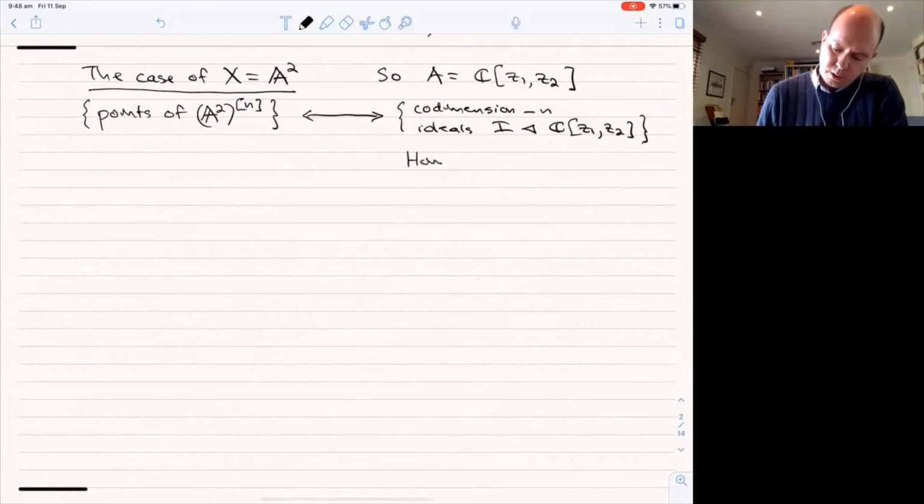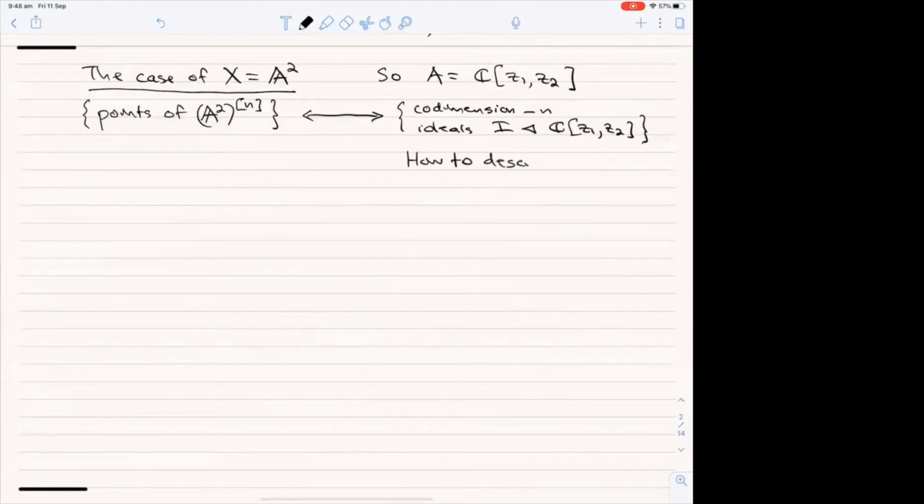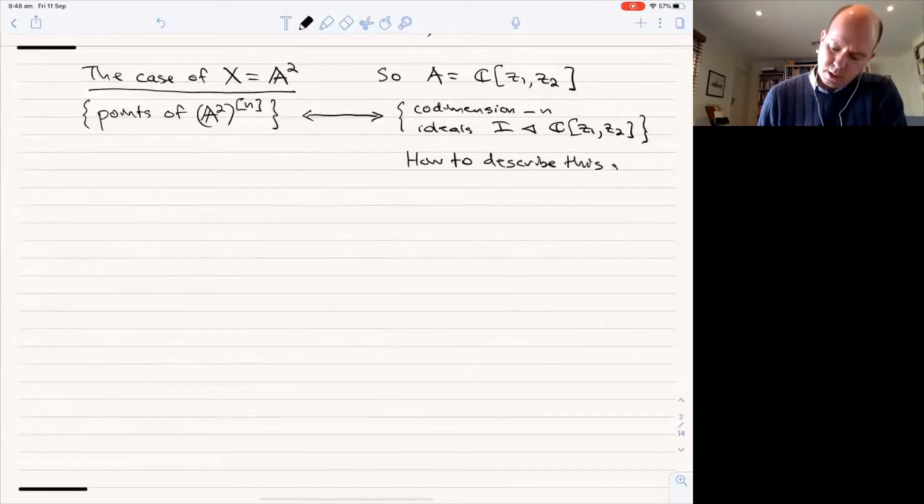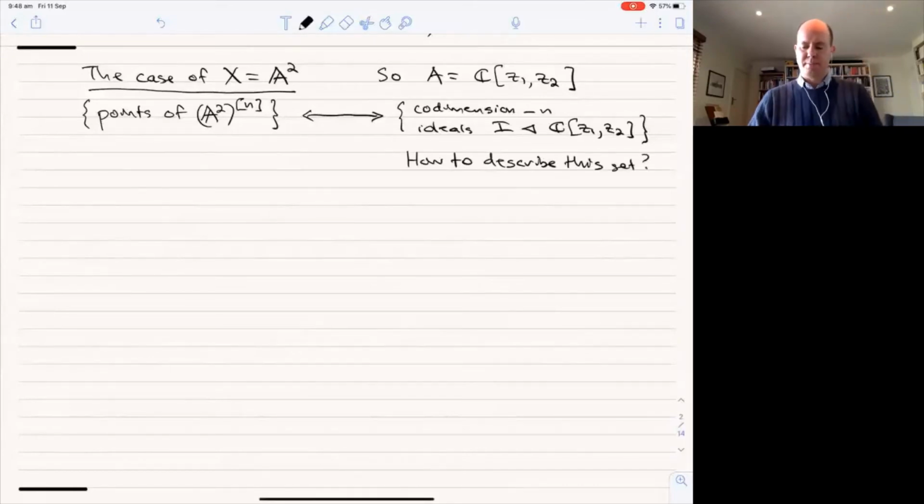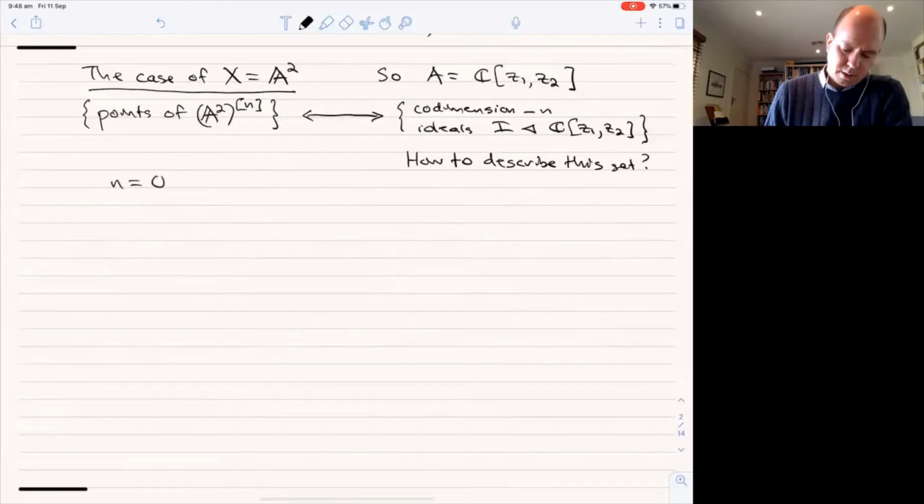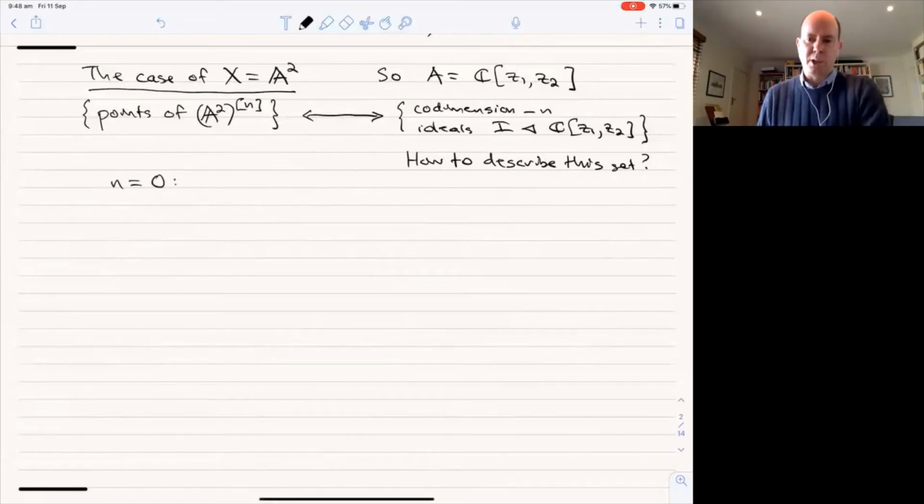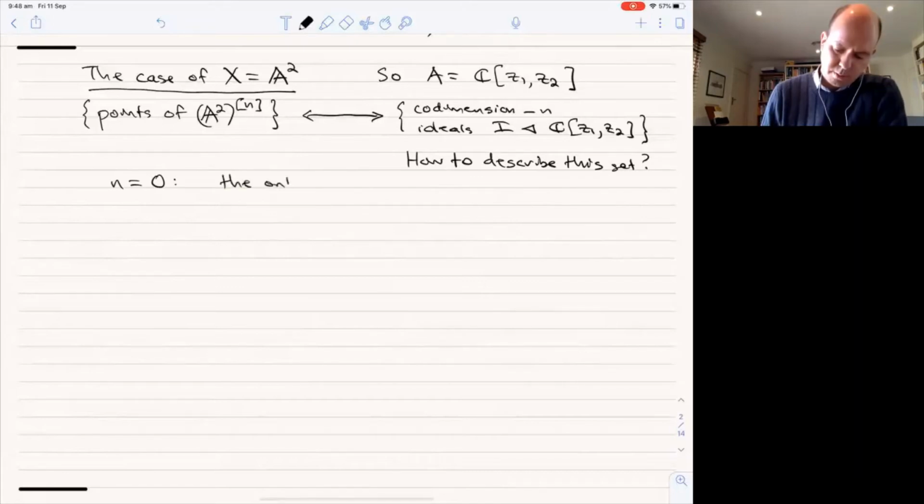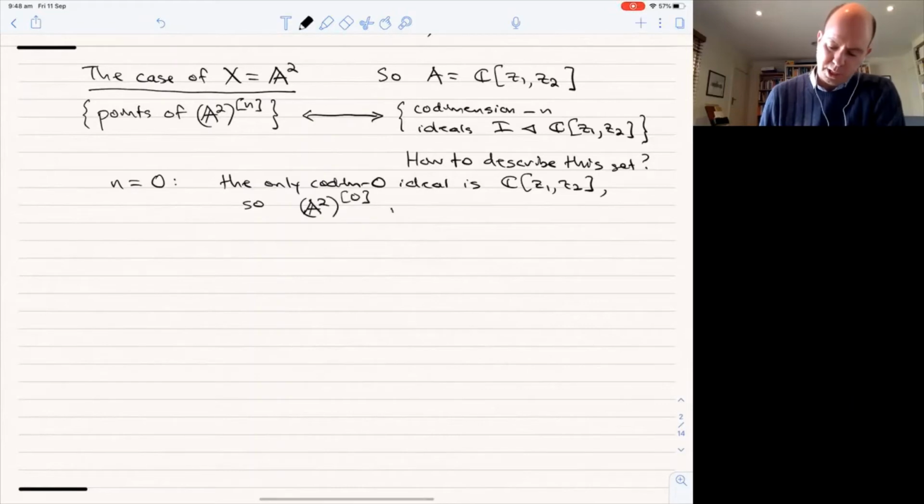So that's our question, how to describe this set. Let's start with the very easy cases. So n equals 0. Of course, there's only one codimension 0 ideal, which is the whole of the ring. So the 0th Hilbert scheme is not going to be interesting. This is a single point.